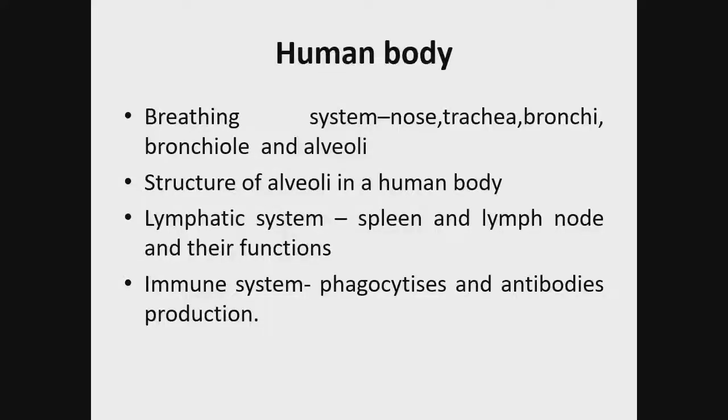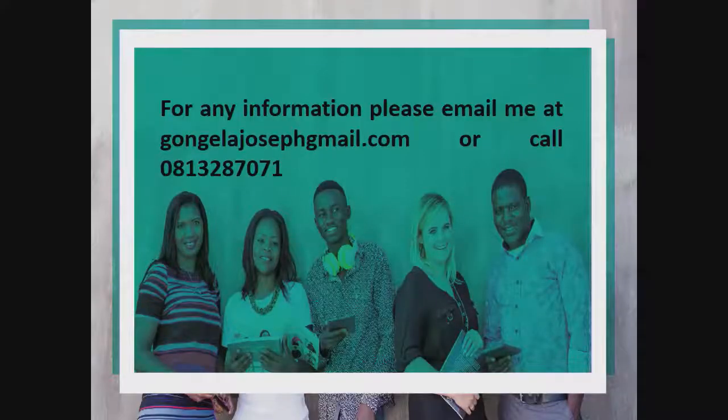Good. Human body, please look at the breathing system, the nose, the trachea, the bronchi, the bronchioles, the structure of the alveoli in the human body, the lymphatic system, and the lymph nodes, the immune system, phagocytes, and antibody production.